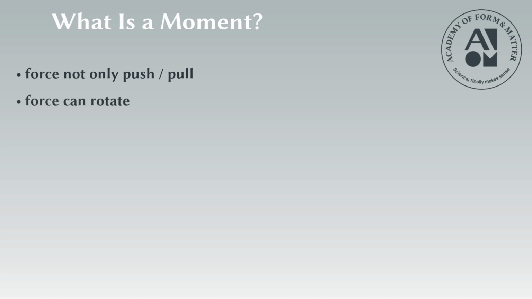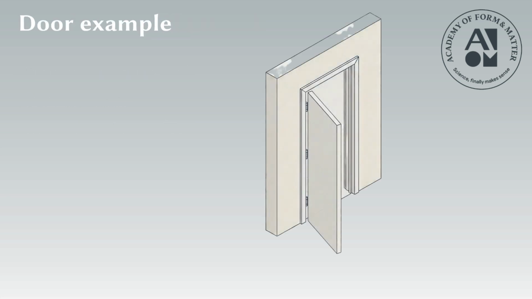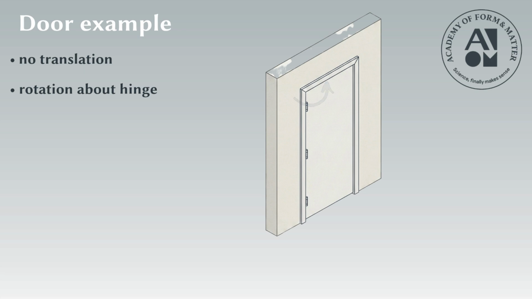Sometimes it tries to rotate a body. This rotational effect is called a moment or torque. Imagine a door. When you push it, it does not translate through space. It rotates about the hinge.